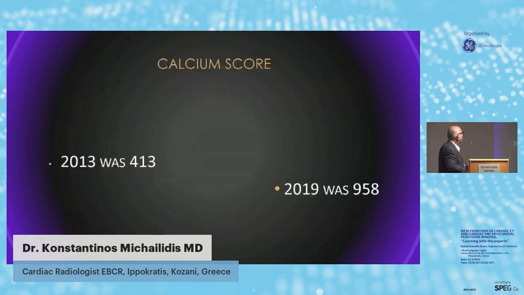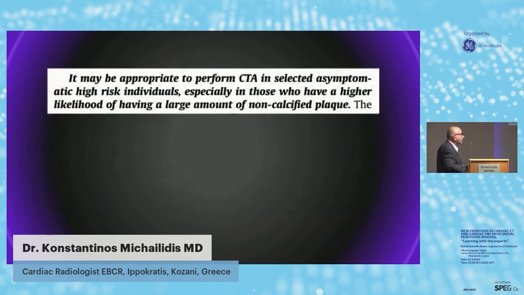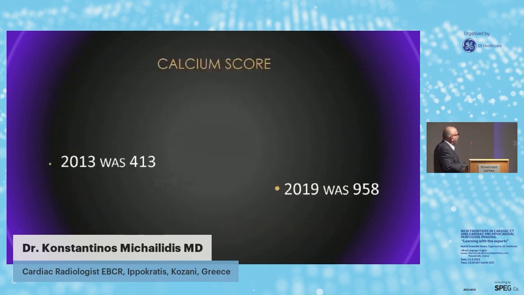The calcium score that was 413 in 2013 was 958 in 2019 to 2020. So the calcium score increased. Okay. What is the next? So please, the next question.